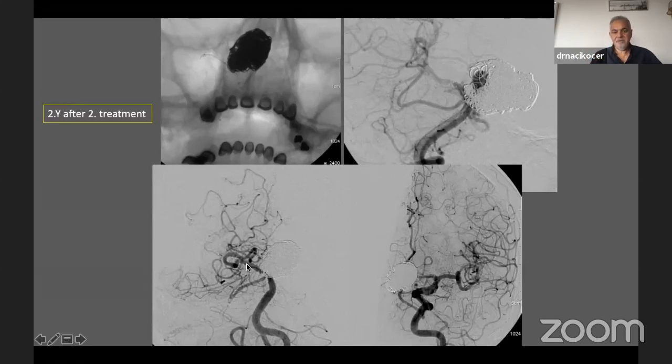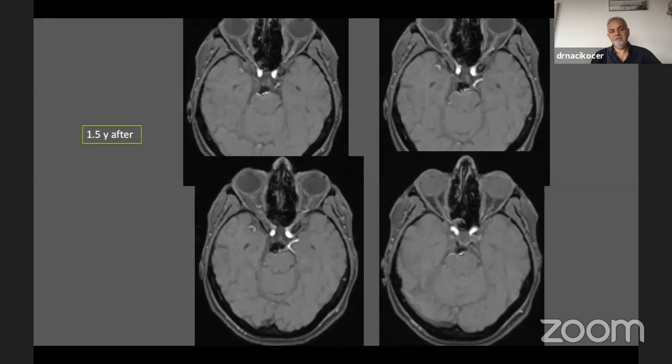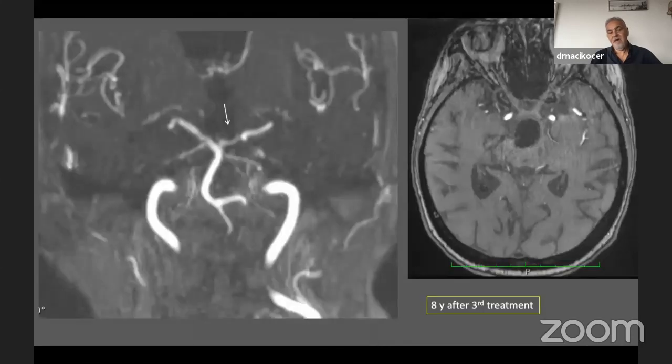Now, the aneurysm is again totally eradicated from the circulation, and the orifice of the posterior communicating PCA is also occluded. And now I was not expecting any regrowth. This is 1.5 years later, stable. And this is 8 years later. There is no aneurysm filling, but interestingly the posterior cerebral artery P1 segment started to fill.